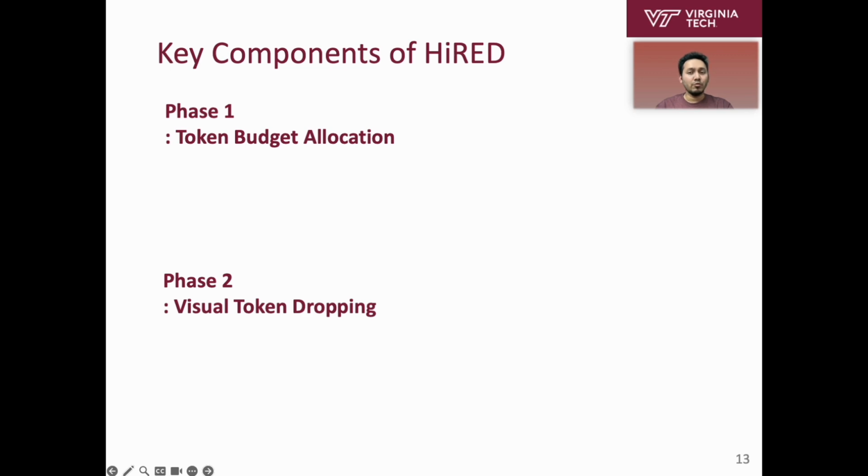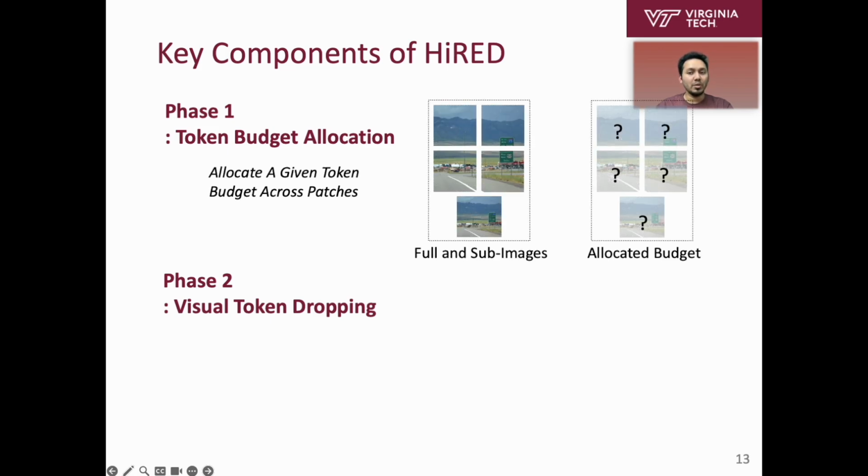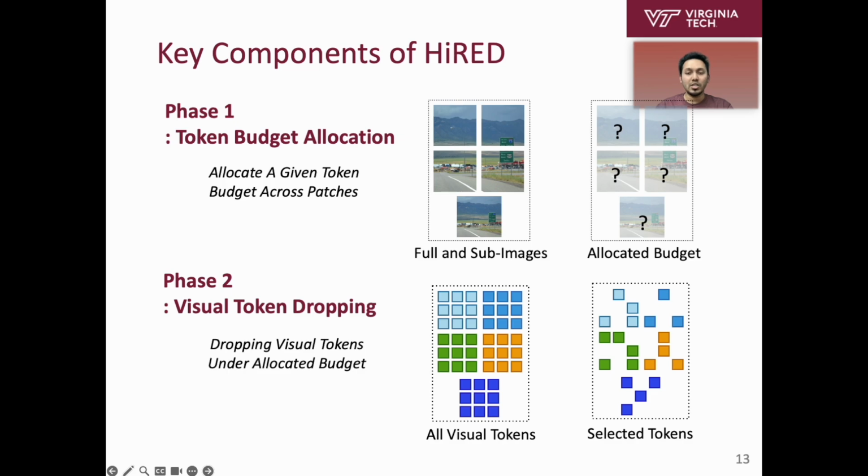Our design consists of two key phases: token budget allocation and visual token dropping. In the first phase, the method considers a user-defined token budget and distributes that among the input images. In the second phase, based on the allocated budget, the method drops less important visual tokens and sends the remaining to the large language model.